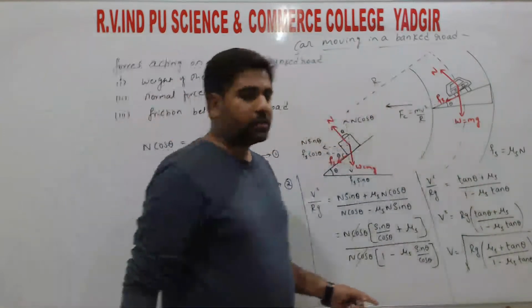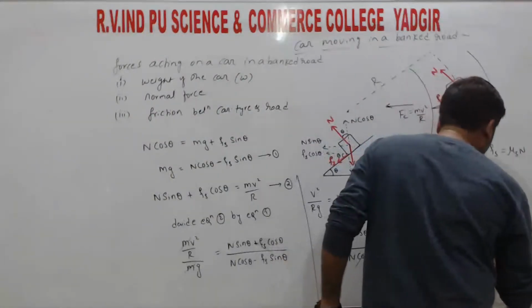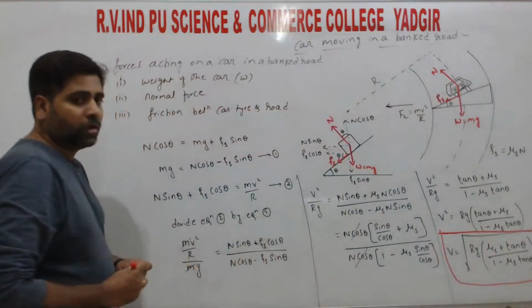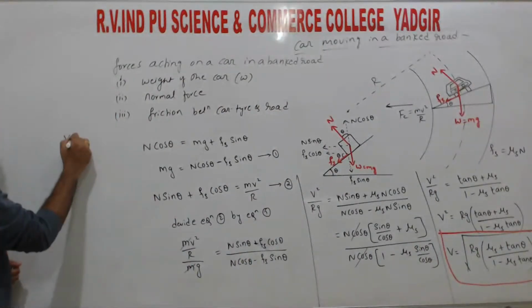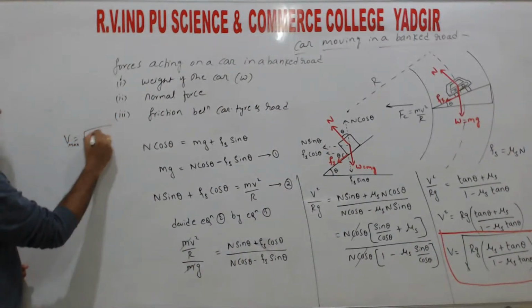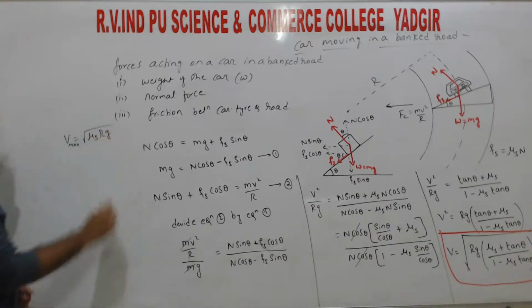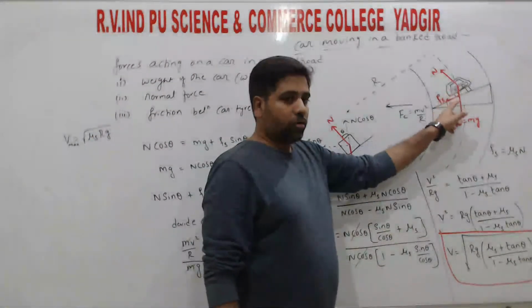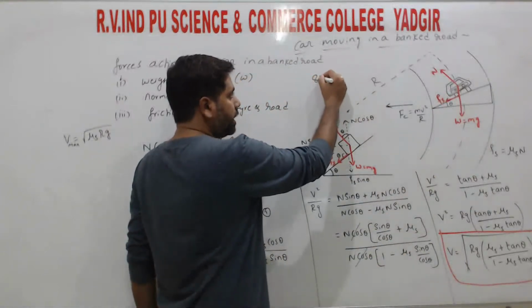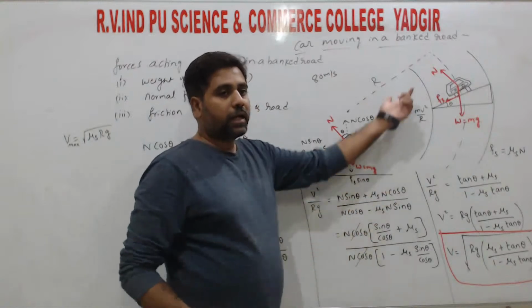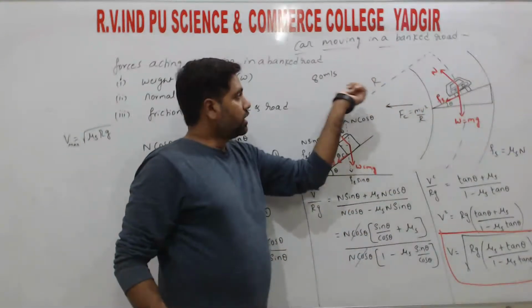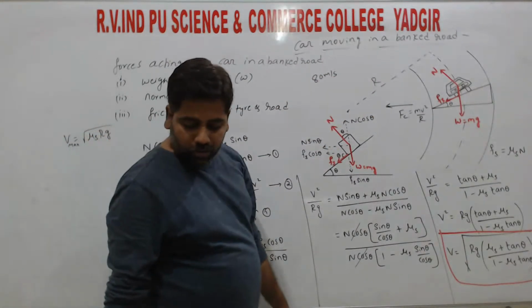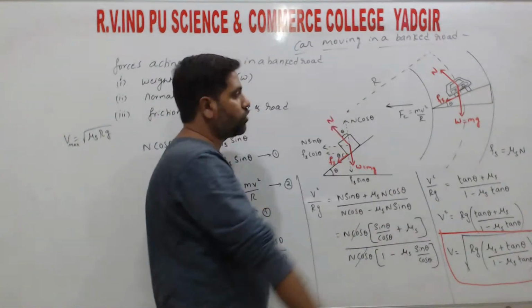So this gives the maximum speed of the car on a banked road, right? In a plain road, the maximum speed v max is equal to the square root of mu s r g. So this is the maximum speed in a plain road, and here in a banked road, even if we are going at 80 meter per second, we can go at the same speed without lowering the speed of the vehicle, right? There will be no damage or accident.